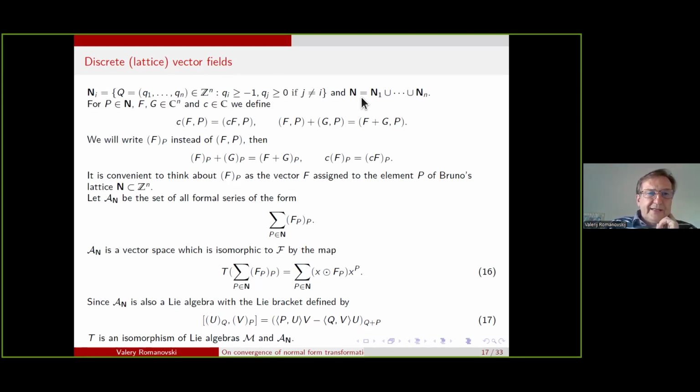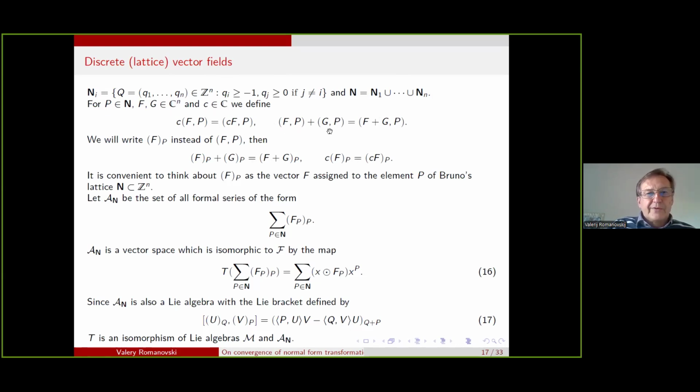So N_i is this set, N is this set. Now P is a vector with integer coordinates. F and G are vectors from C^n. And we can write a pair, F and P, and we define multiplication in this way and addition in this way.